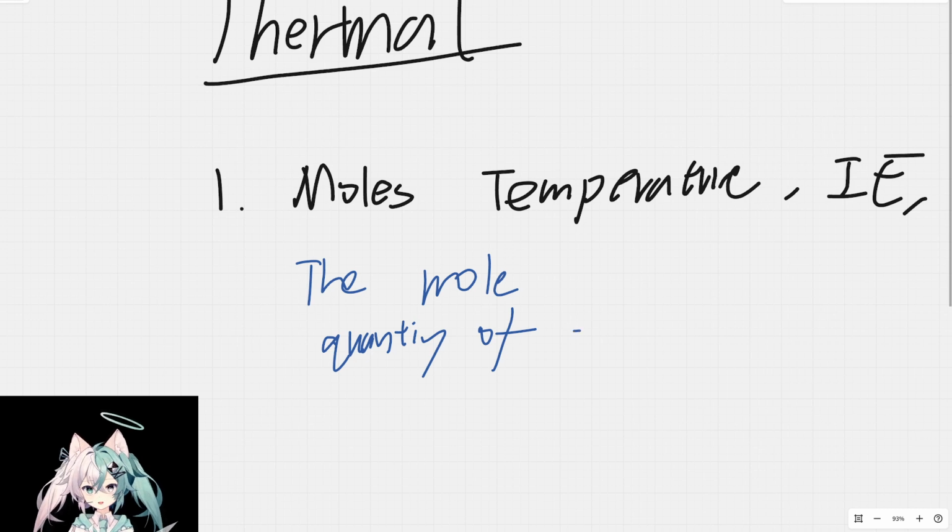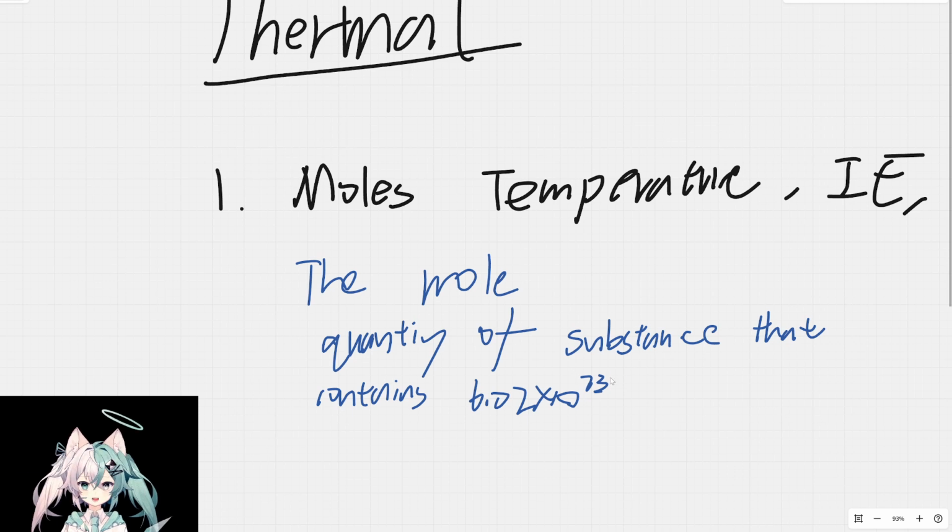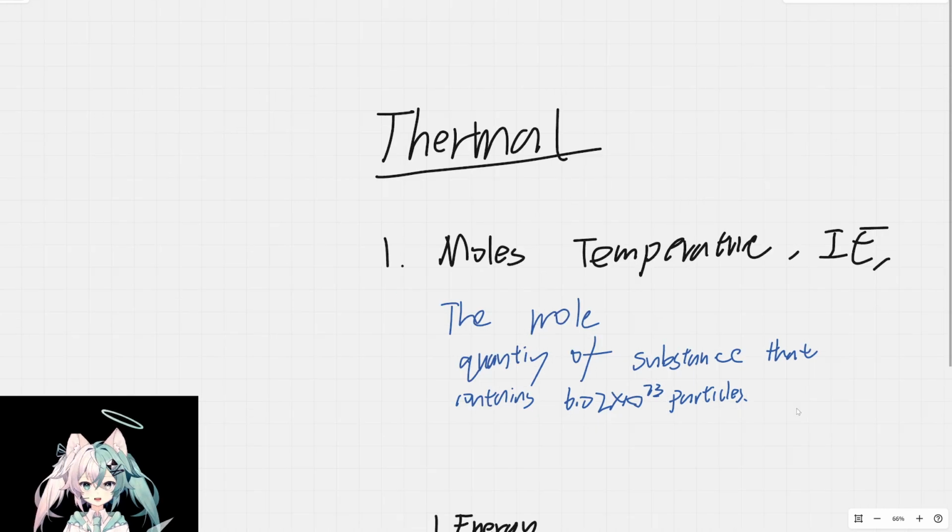So you can also say it's a quantity of substance that contains 6.02 times 10 to the power of 23, which is the value of it. We need to remember this amount of particles. So here's about moles, pretty simple, and we may have already seen it before somewhere else, maybe in GCSE chemistry. And then we're going to move on to the second part.